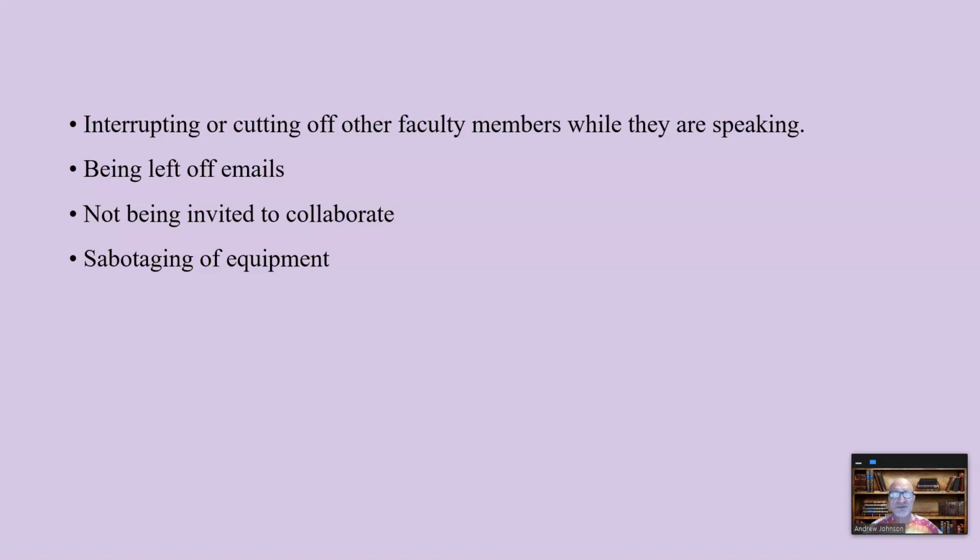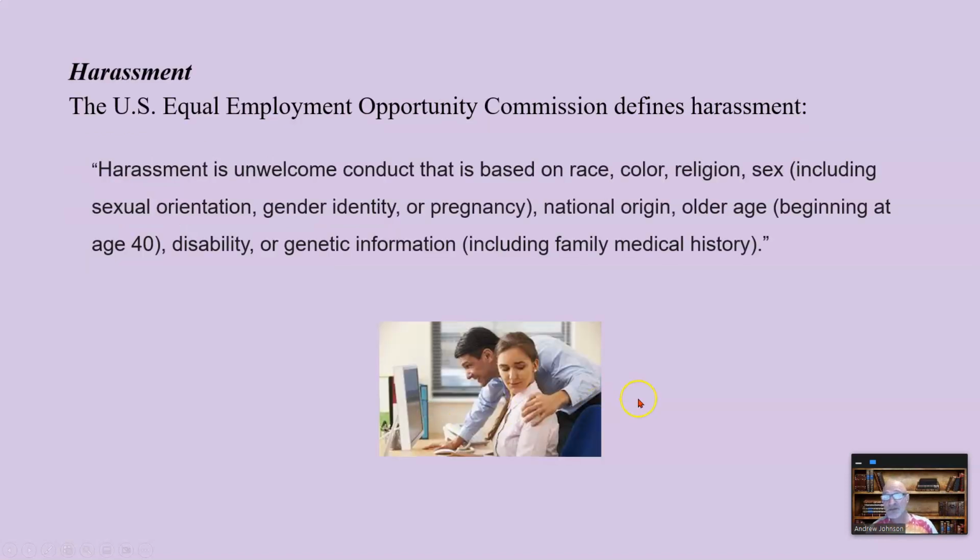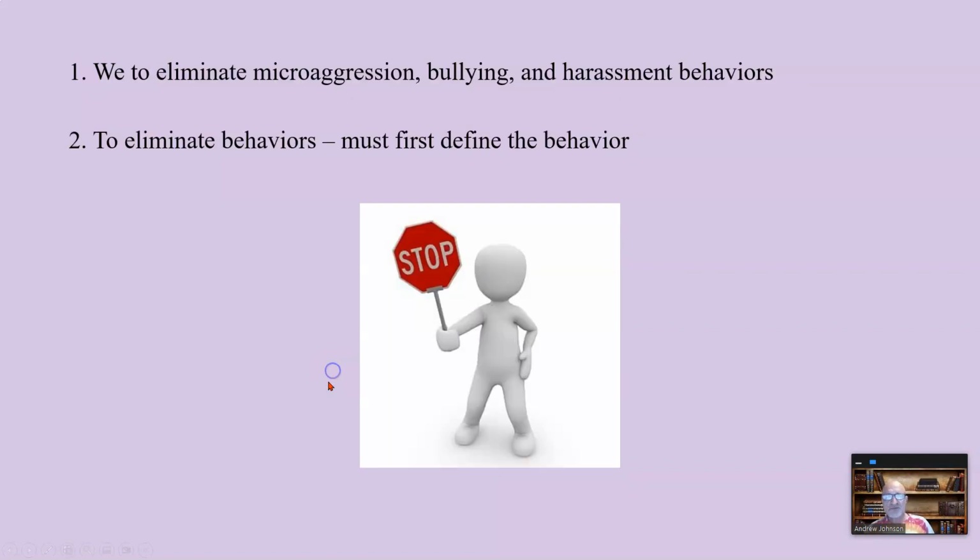Now, we all do this occasionally, but if it is habitual and continual, it is identified by the intensity, the duration, and the frequency. We all do these once in a while, but if it is continuing, it needs to be looked at. Now, harassment is the unwelcome conduct that is based on race, color, religion, sex, sexual orientation, gender identity, pregnancy, national origin, older age, disability, or genetic information. That's how the U.S. Equal Employment Opportunity Commission defines harassment, and that's pretty clear.